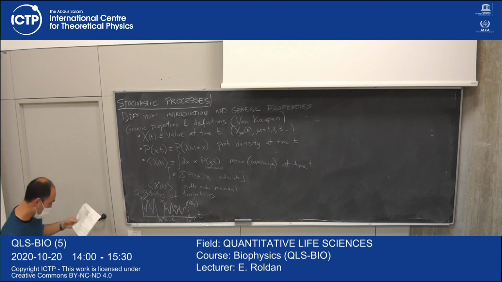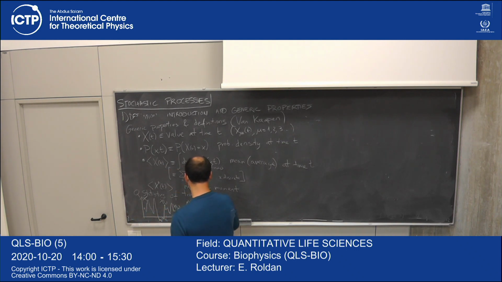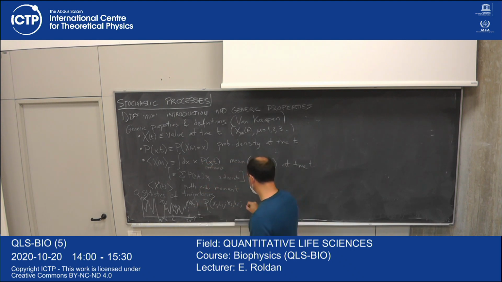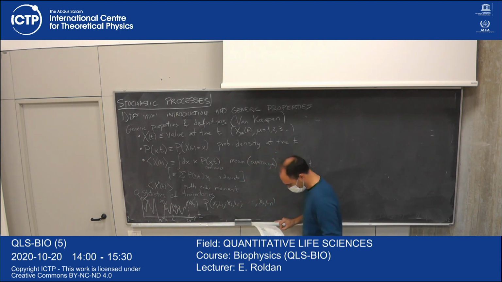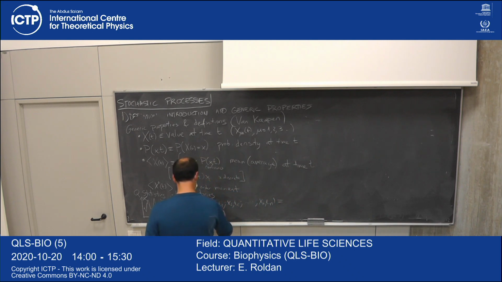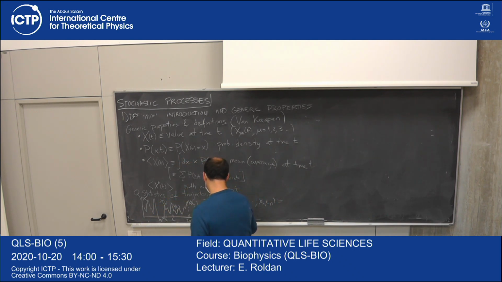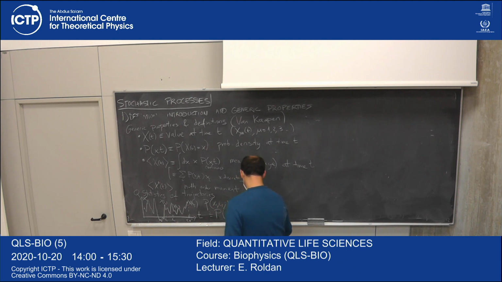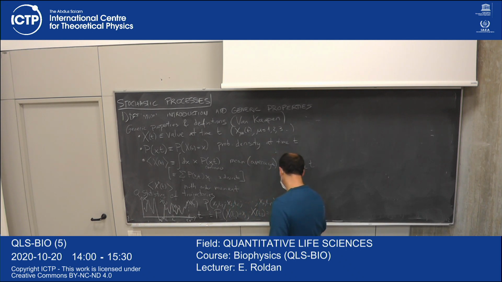So, I define here P(x1,t1; x2,t2; ...; xn,tn), small x, this will be equal to the probability density that the system is at t1 in x1, at t2 in x2, and at tn in xn.